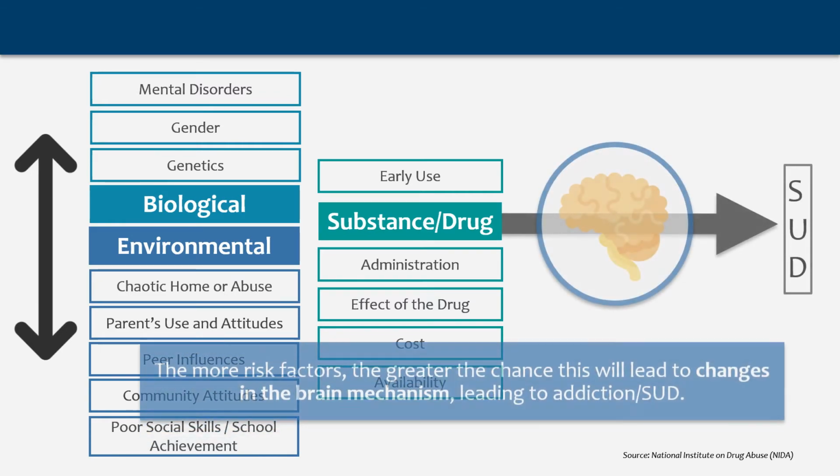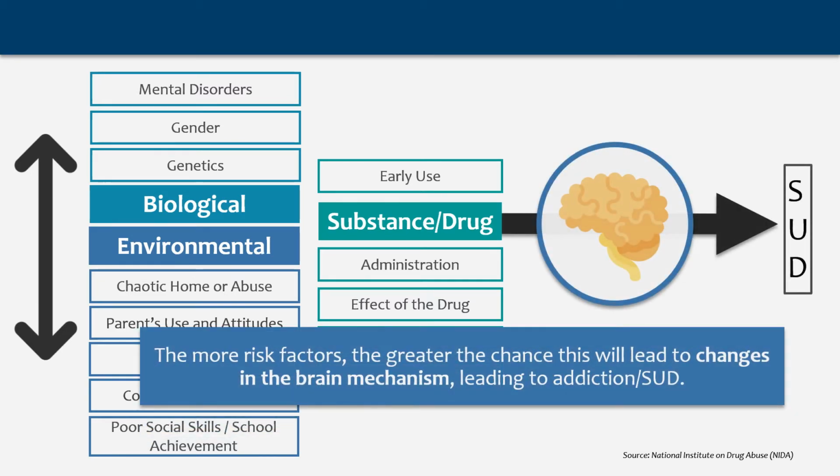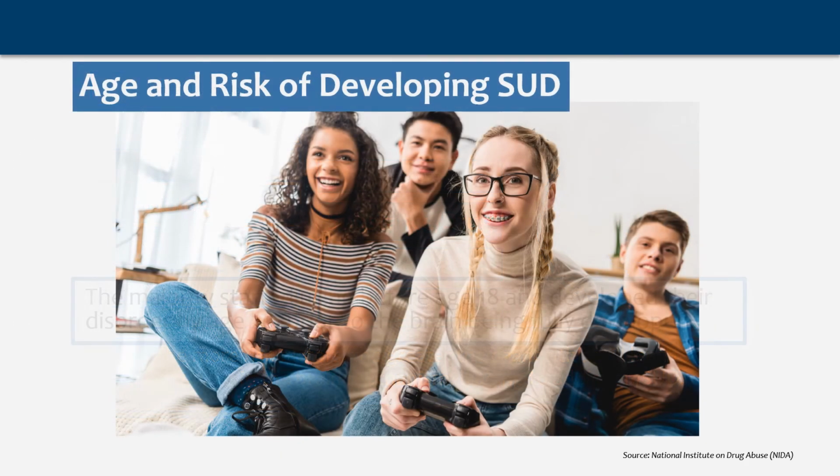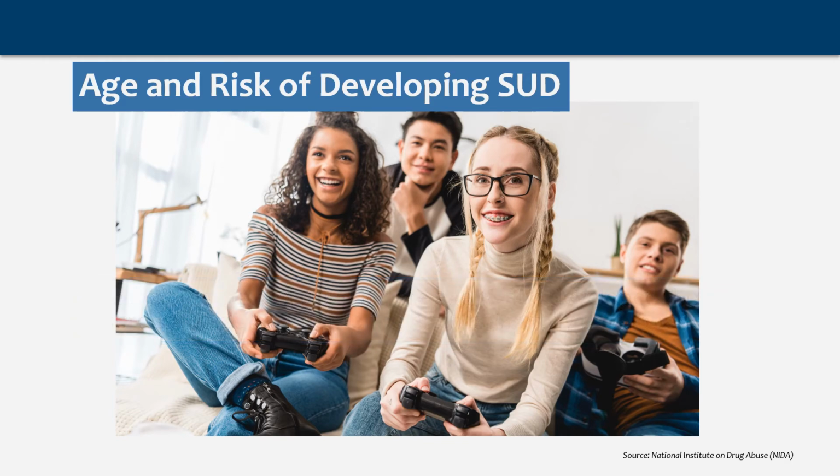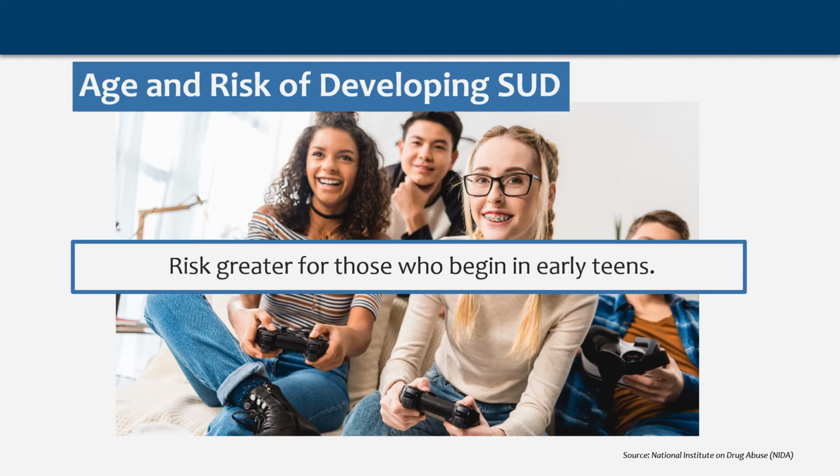In general, the more risk factors a person has, the greater the chance that taking drugs or using alcohol will lead to changes in the brain mechanism, leading to addiction, substance use disorder. The majority of those who have a substance use disorder started using before age 18 and developed their disorder by age 20, prior to the brain being fully developed. The likelihood of developing a substance use disorder is greatest for those who begin use in their early teens, prior to the brain's full development during the early to late 20s.